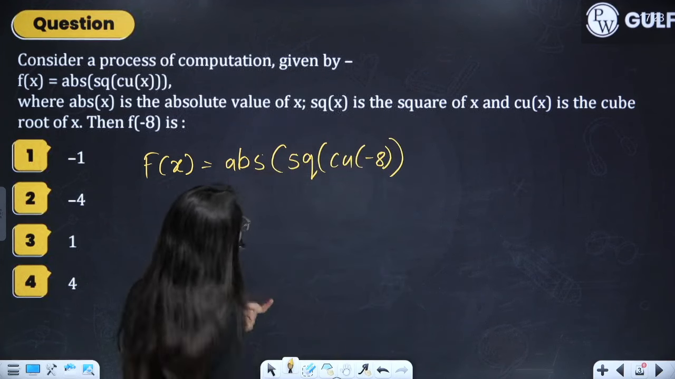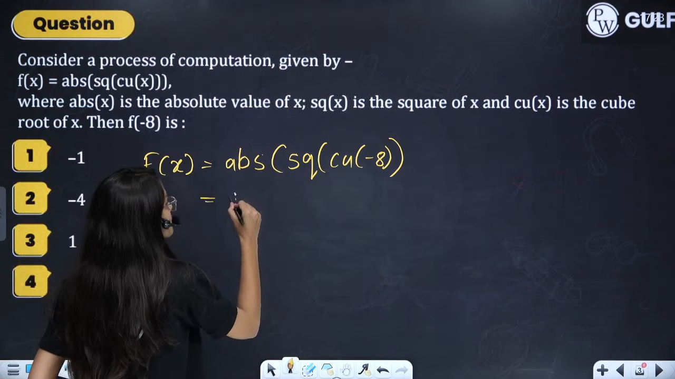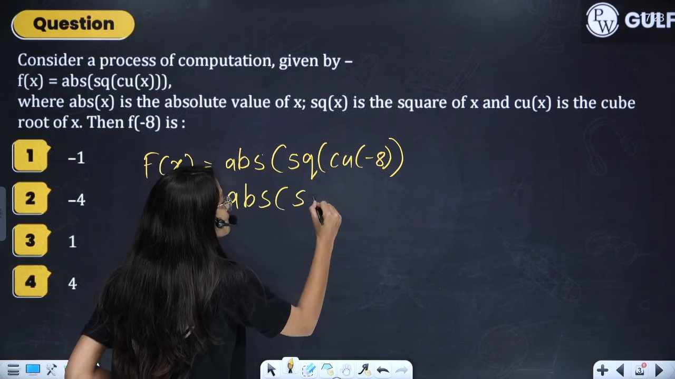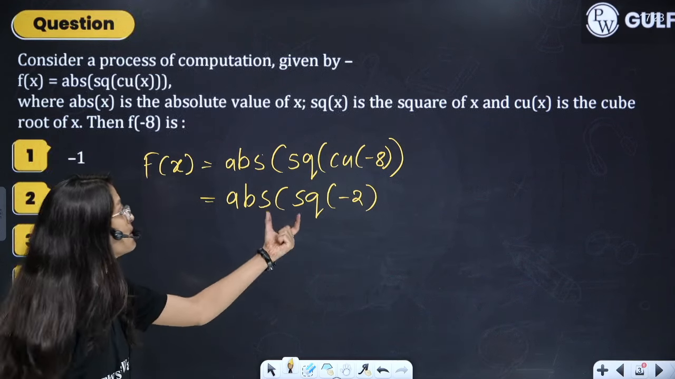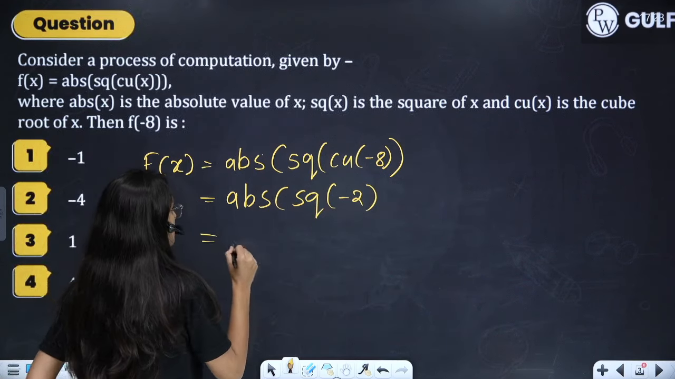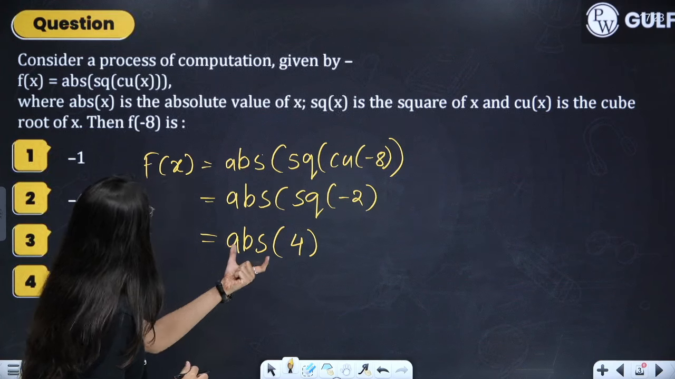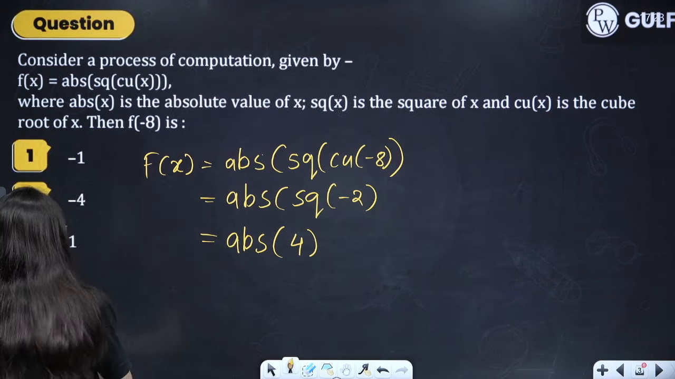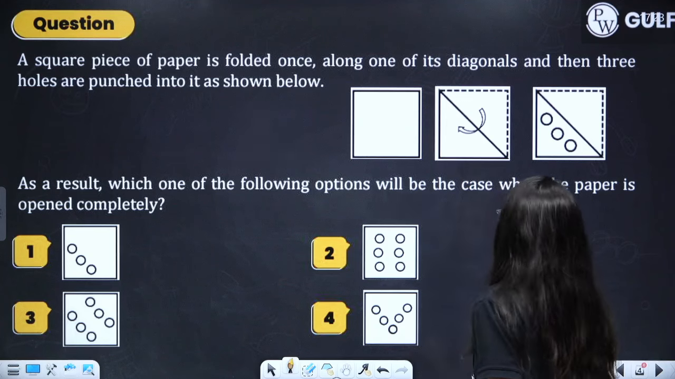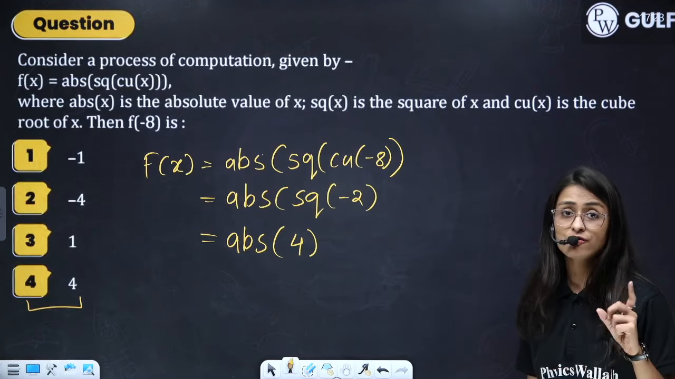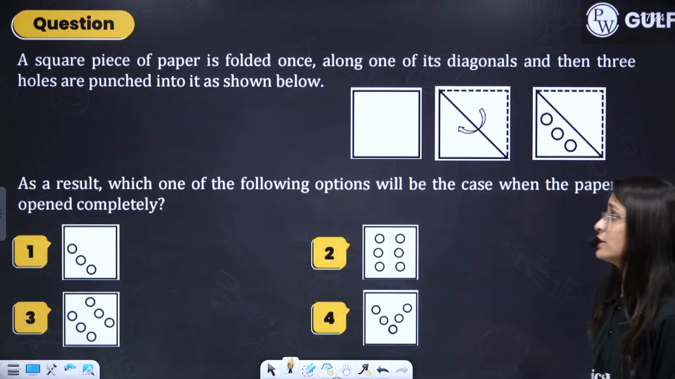Now here we have to find the absolute value. So cube root of negative 8 would be minus 2. Then we need to do minus 2 square. So we'll be obtaining absolute of 4. Right. So here the absolute value will be positive 4, which is your option D. Hence in this question, f of negative 8 will be positive 4. Moving to the next question.